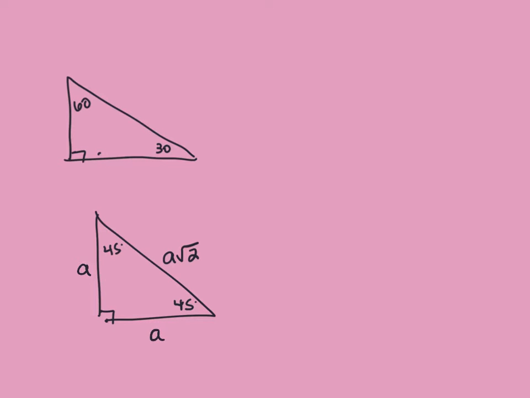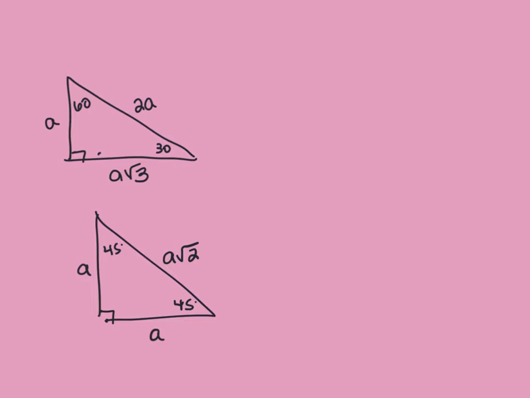Good. How about 30, 60, 90? Where's the A go? It's between 60 and 30. The hypotenuse is 2A. How about opposite the 30? Opposite of 30 is A. Just A. Opposite the 60 is A root 3.